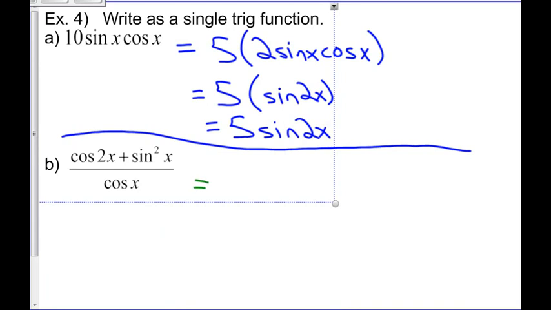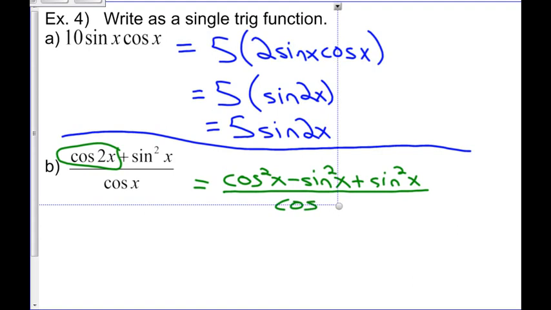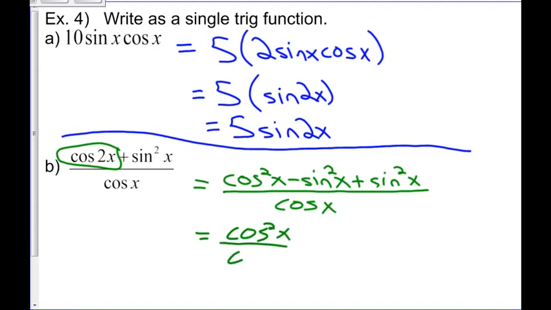Let's work this through. So we said cos 2x here can be written as cos squared x minus sine squared x, straight from the formula sheet, all over cos x. The sine squareds are gone, so we have cos squared over cos x, and we can divide out. So that whole messy expression we started with just means the cosine of x.